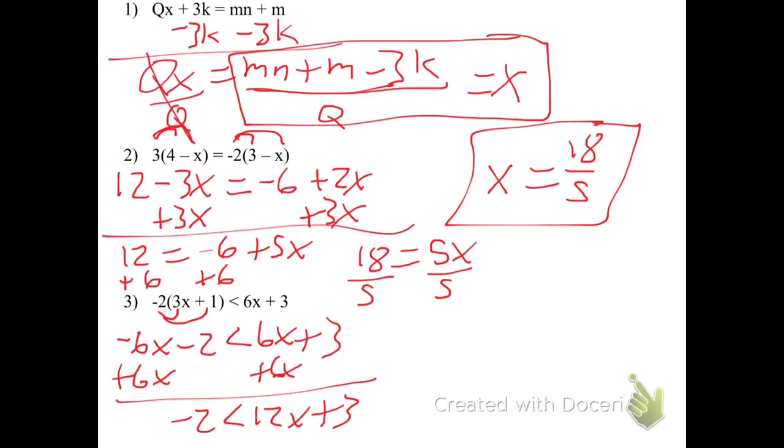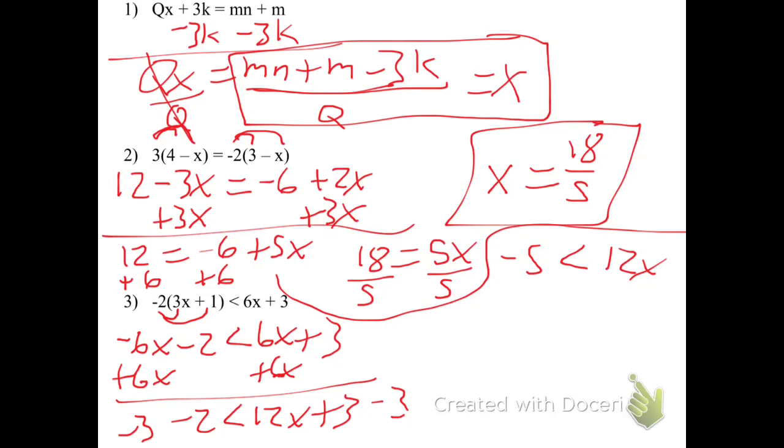We need to get rid of the 3, so subtract 3 on both sides. Let me make a little line there. Subtract 3 on both sides to get, on the left side, negative 2 minus 3 is negative 5. And on the right side, we got 12x. And now we need to get rid of the number in front of the x, that's 12. I'm dividing by a positive, so I do not have to change the direction on my inequality, so I got negative 5 over 12 less than x.